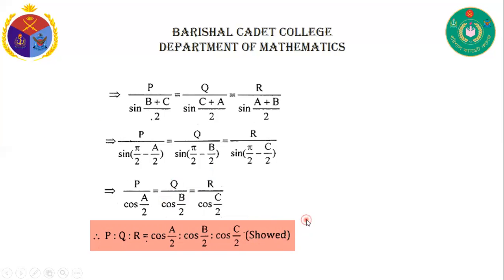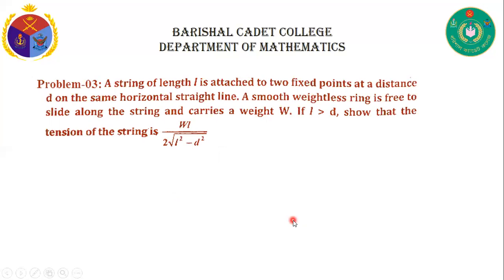Now the third and last problem we discuss in today's class. Problem 3: A string of length L is attached to two fixed points at a distance d on the same horizontal line. A smooth weightless ring, which is free to slide along the string, carries a weight W. So that ring will move smoothly.